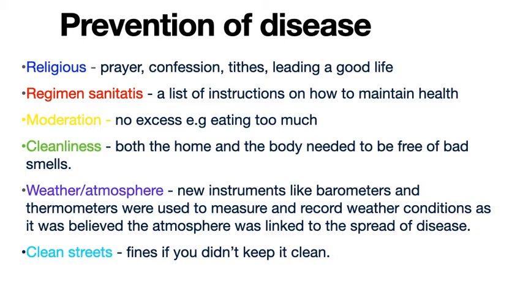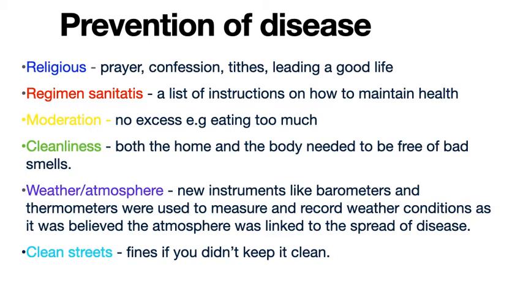The prevention of disease similarly looks fairly similar to the medieval period. We've got religious forms of prevention, such as prayer, confession, giving money to the church. We've still got the idea of the regimen sanitatis, an idea that goes back to ancient Rome. There was also this idea of moderation, not doing anything in excess. So eating, but not eating too much. Doing some exercise, but not too much.